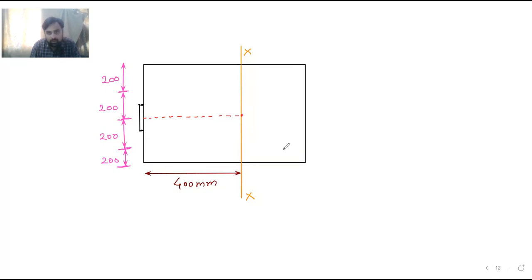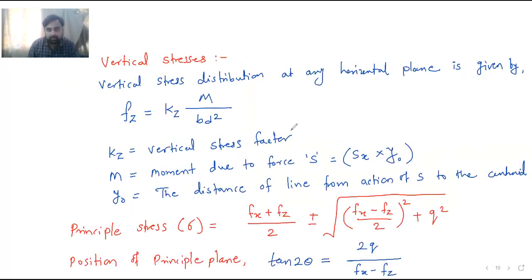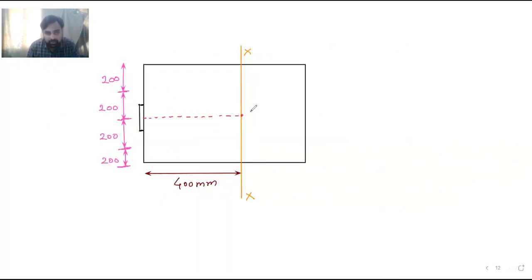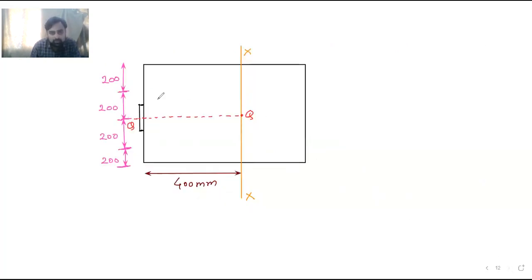And here at the center point we need to consider, this is our second point, through the center. Through the center means the points which are at the center. So let this point be Q. Through the center, the point is Q. So this is the plane QQ. Here also we consider Q. And then the second point, what they have told us, is at the level of the edge of the anchor plate. At the level of the edge of the anchor plate means what? This is the edge of the anchor plate.